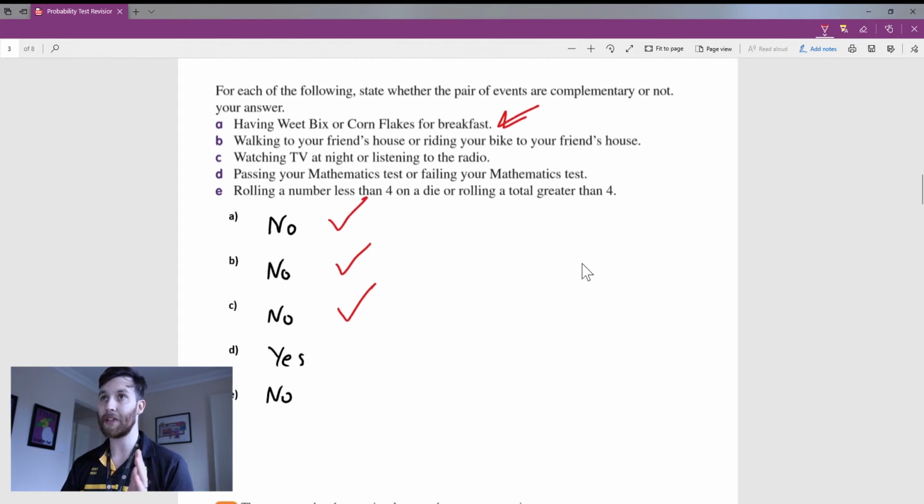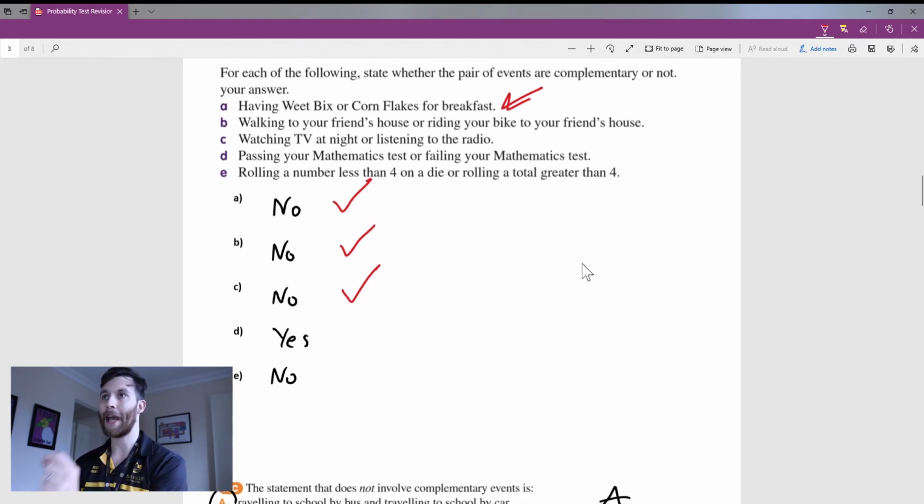The only one that sticks out there is passing your maths test, because failing or passing are the only two possible outcomes, so those two are complementary events. Things like passing and failing a driving test, you'll see come up as a common example of a way to ask this question.